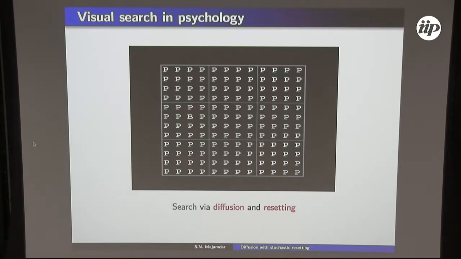So people actually do this regularly, and in visual search this is basically what happens. You have diffusion, and then with a certain random rate, with some exponentially distributed time scale, you come back to the initial point, and then you restart the process.